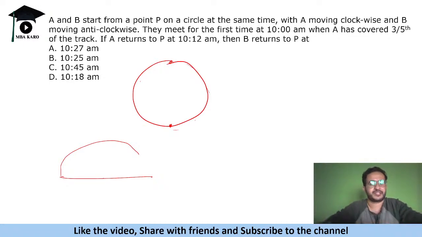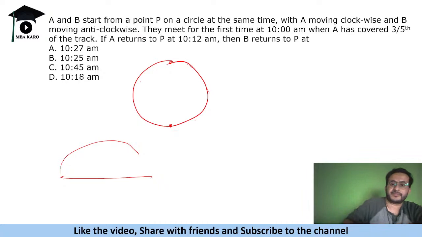So this question says that they move in a circle, and A moves clockwise and B moves anti-clockwise. They meet for the first time at 10 a.m. when A has covered 3/5 of the track. Right, so A and B are going.